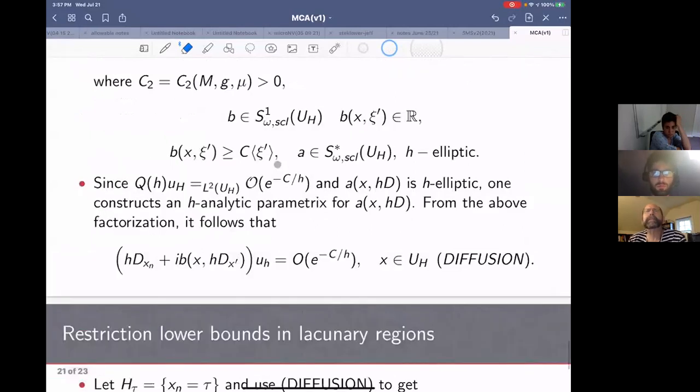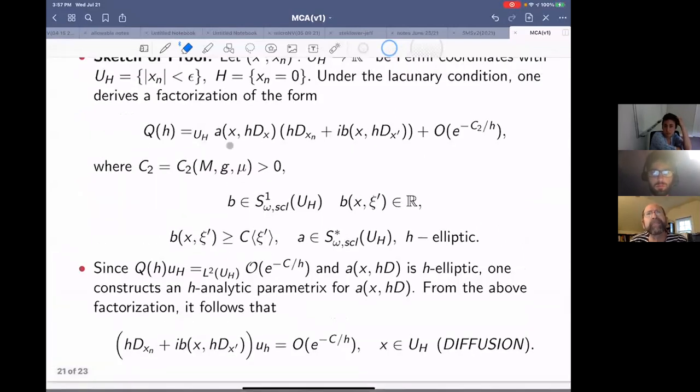All right, so since A is elliptic, I know that by assumption Q of u_h, when you hit the eigenfunctions with Q, you get exponentially small behavior. So I can apply the parametrix for A. A is elliptic, and what you get is a diffusion equation. That h bar d/dxn plus iB, a pseudodifferential operator acting only in the tangential variables, applied to the eigenfunctions, is exponentially small.